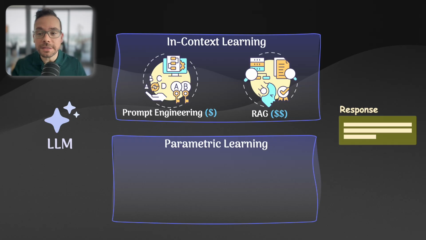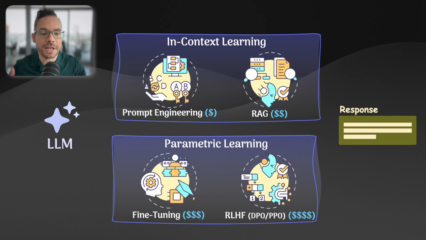So the next category is parametric learning, which is out of the focus here. But these are techniques like fine-tuning, RLHF, and DPO/PPO. They actually do update the internal weights. They change the mass and mechanics of the model.